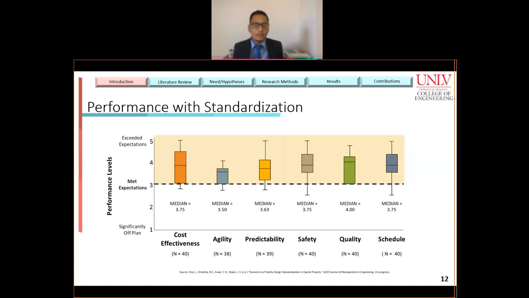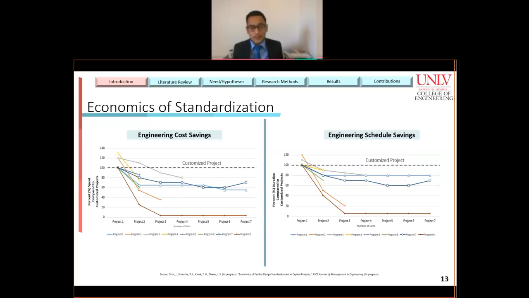But what about different project functions? Let's say engineering. So I'm going to give you an example of engineering cost savings for cost and schedule. This is just one example of one function, engineering, but there are other functions as well, like fabrication, construction, O&M, where these advantages can be seen.